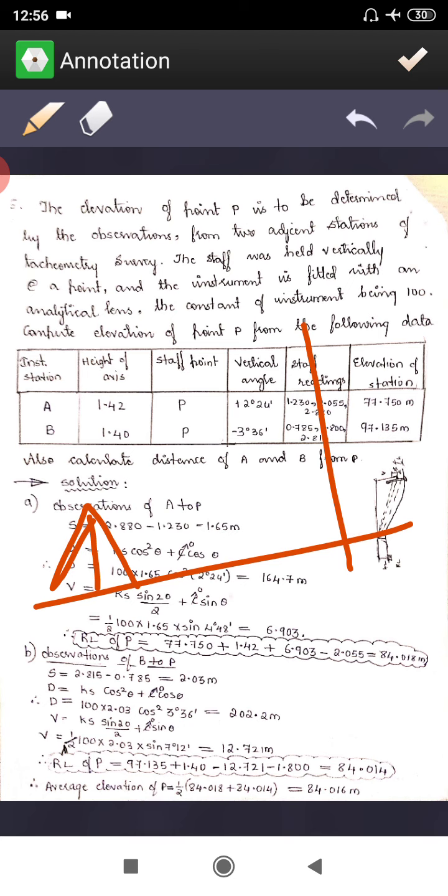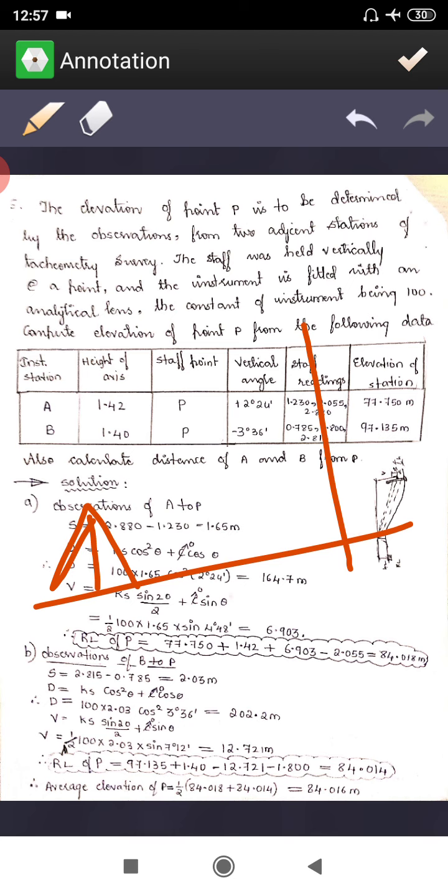Here the instrument is fitted with an analytical lens, which means K is going to be 100 and C is going to be 0. The constant of the instrument, as I said, K is 100 and C is 0. Compute the elevation of point P from the following data. The data they have given in this problem.